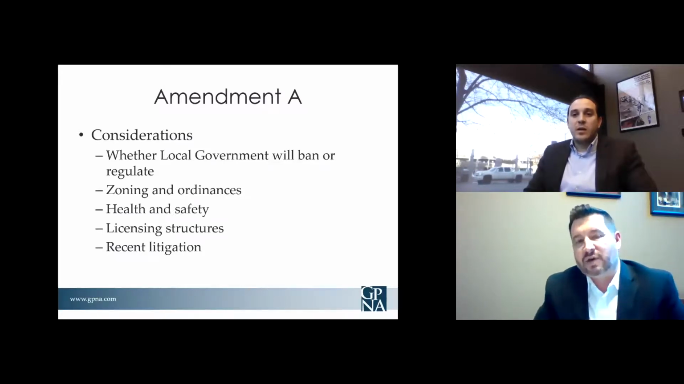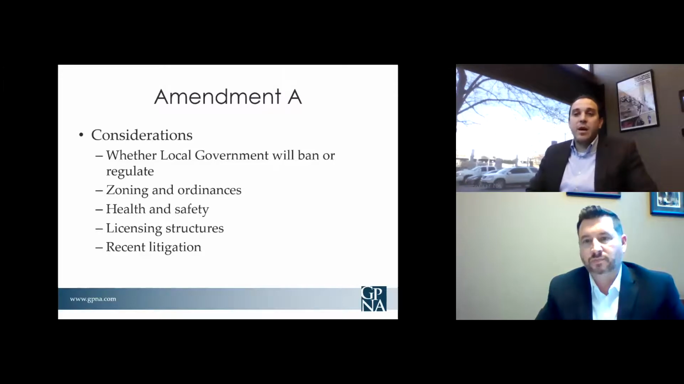So there is the occasion where local government could ban, like we mentioned, all licensees from operating within their jurisdictions. That is a possibility. That's why we suggest if you want to ensure that you can operate a business that you want in that area, get out soon. Tyler, what else do you have for us on this topic?